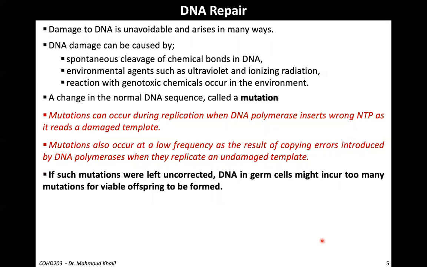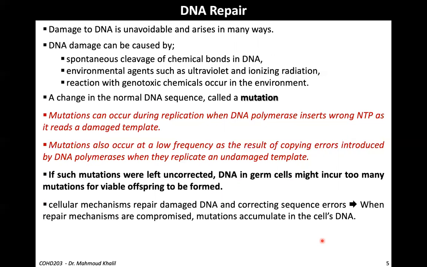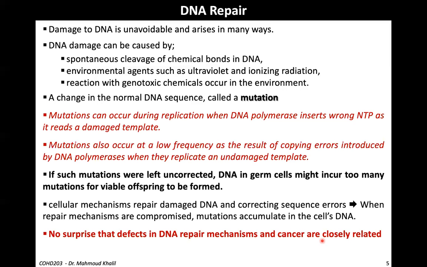If such mutations were left uncorrected, the DNA in germ cells might accumulate too many mutations for viable offspring to be formed. So cellular mechanisms repair damaged DNA and correct these sequence errors, and when these repair mechanisms are compromised, the mutations accumulate in the cell's DNA. It's no surprise that defects in DNA repair mechanisms are main causes of cancer.